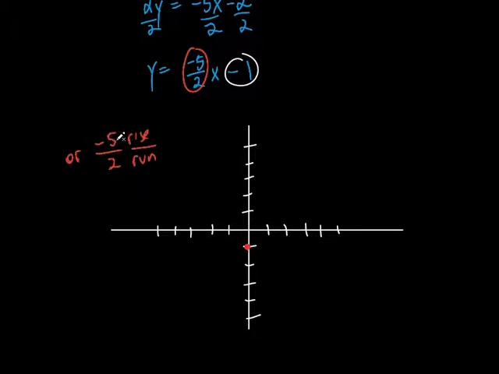Or I could write it another way. What's another way I could write -5 over 2? How about 5 over -2? Isn't that the same exact thing? They both come out to be negative, right? -5/2.